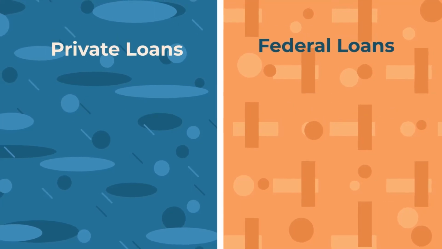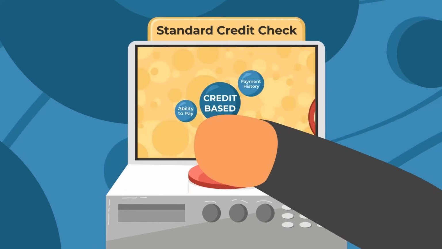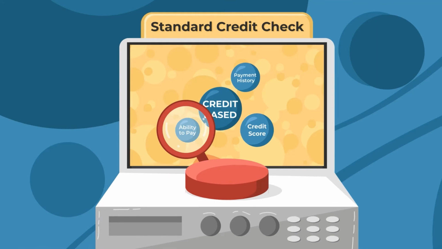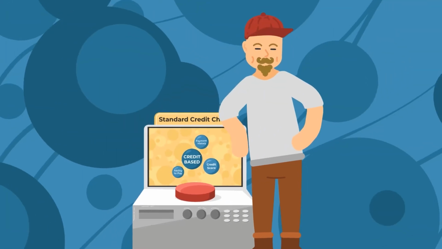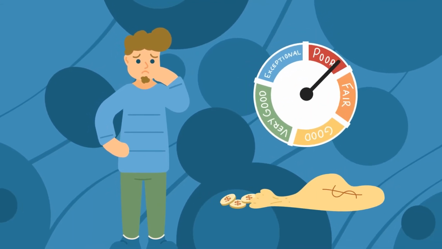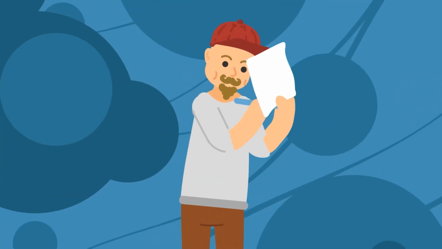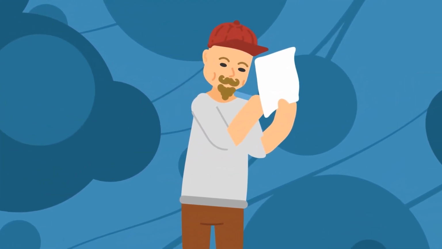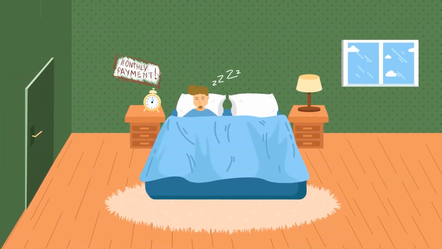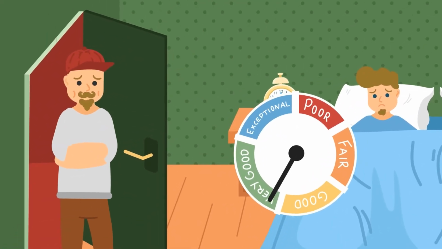First is that private student loans are almost always credit-based. That means they'll run a credit check and examine your payment history, credit score, and ability to repay the loan. They'll also almost always require a co-signer, since most students do not yet have the credit history or income to qualify on their own. A co-signer is someone else, usually a parent, who signs on the loan and agrees to pay it back if you don't. If you miss your payments, you'll be hurting not only your credit score, but also the co-signer's credit score. So consider carefully before entering this kind of agreement.